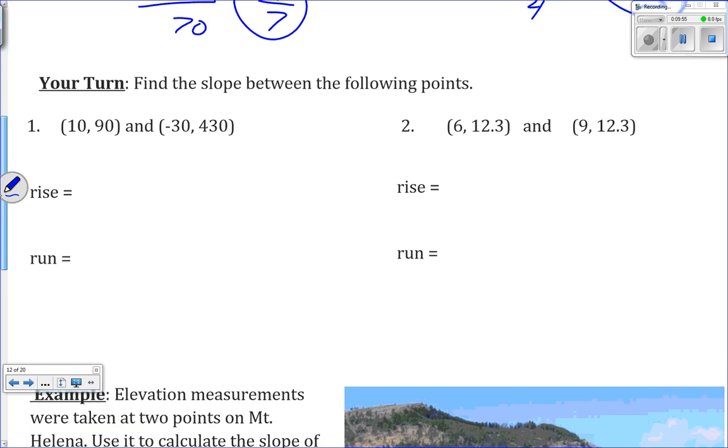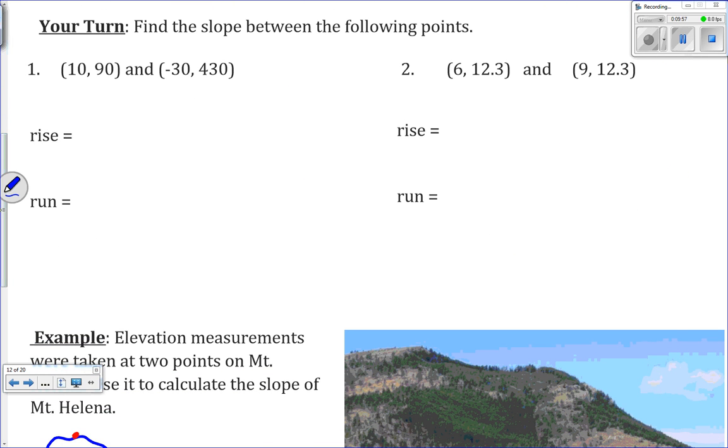Your turn. Same thing. There's two pairs of points. I want you guys to try them on your own. So let's pause the video, take 3 minutes, and try both of those. I want everybody to have answers. We're doing the rise over the run. Go ahead.